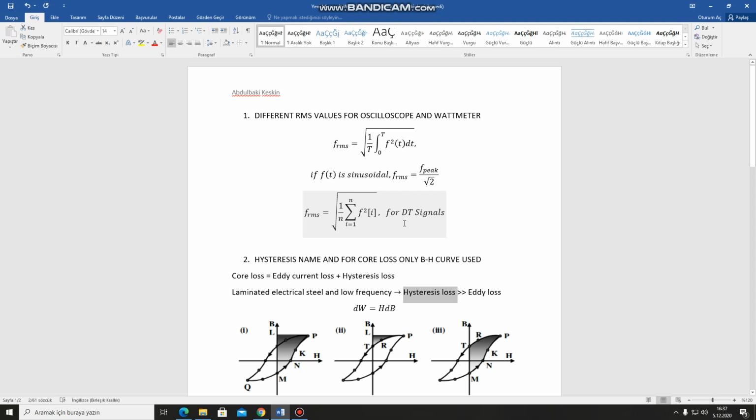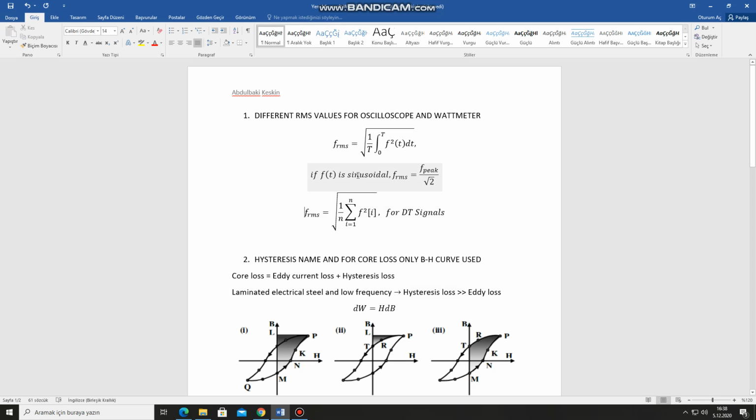Our equipment are digital meters, so they use discrete time signals. In the method presented here, we have to take samples, take the square of them, sum them, and then normalize. After the normalization, we take the square root of the total sum. This is what probably our voltmeter does, and as a result, our voltmeter reads the correct RMS value of our signal.